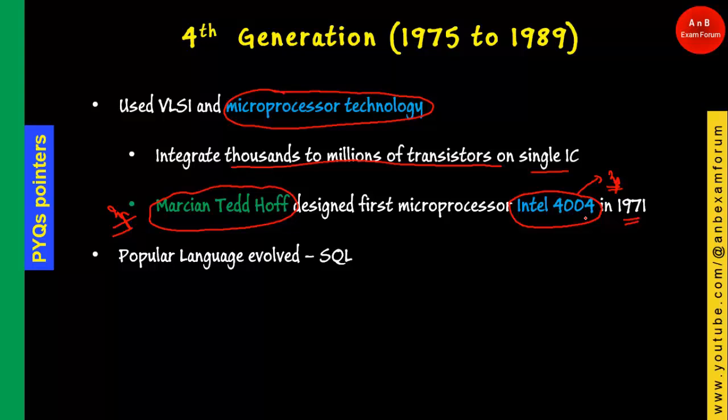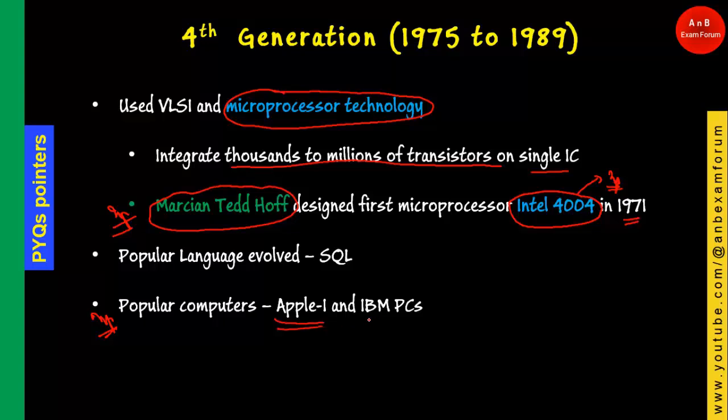And in this particular era, the popular language that evolved is SQL. And very important, again, in the fourth generation, these two computers were very popular. The first one is the Apple computer, Apple I, and the second one is the IBM PCs. PCs now come into the picture where it is open for customers like the normal public. So IBM developed the PCs using these technologies.